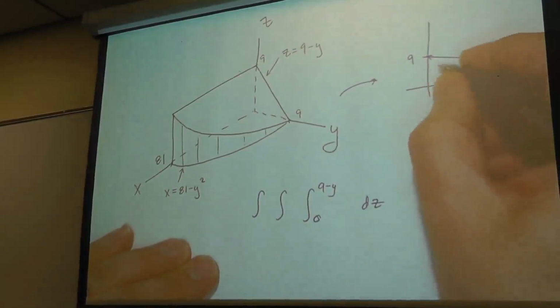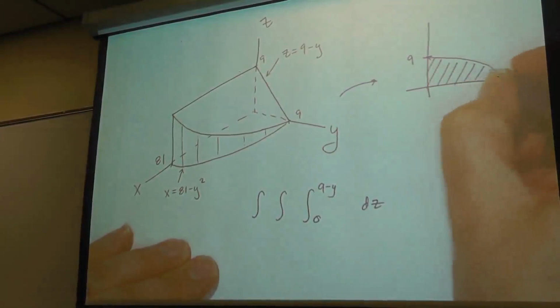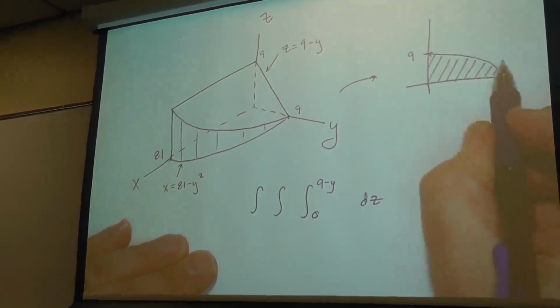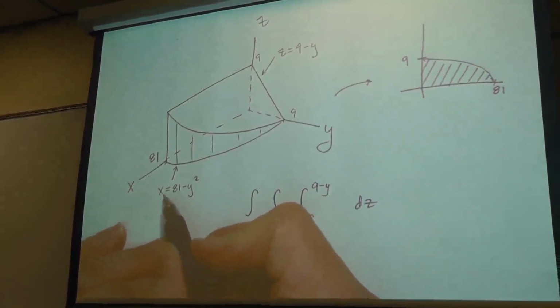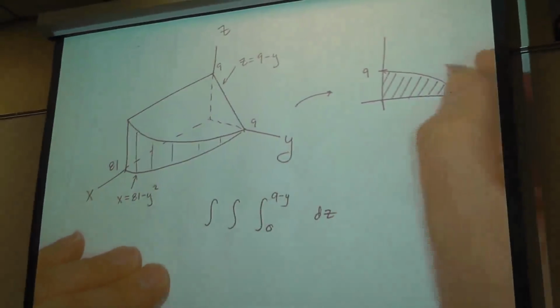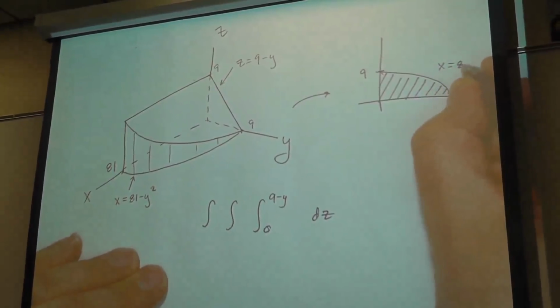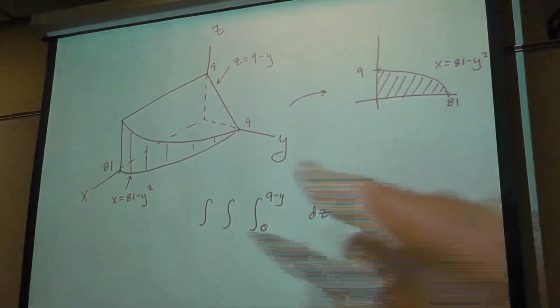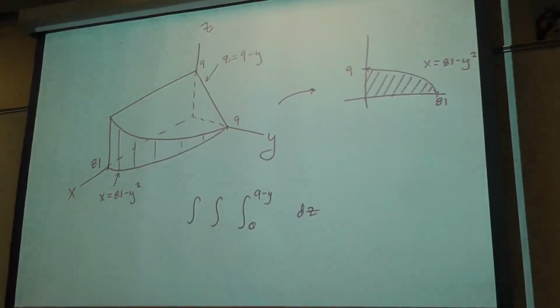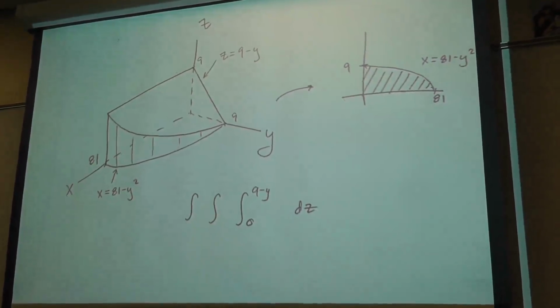And you can still use the same curves. This equation here still comes from that. And when I diminish it to 2 dimensions, that's still the curve x equals 81 minus y squared. So which order would you choose for your middle? Would you do the y direction next or the x direction next?